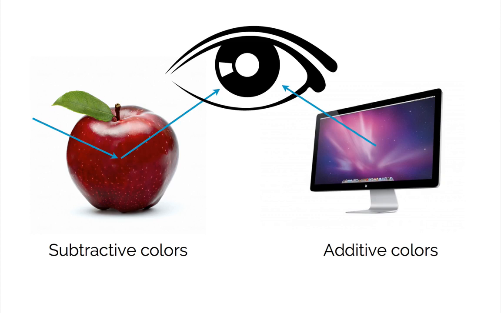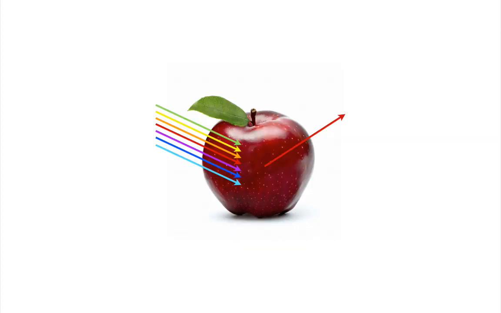And depending on the case, colors are formed differently. In the first case, with the fruit, we'll talk about subtractive colors. And in the second case, with the screen, we'll talk about additive colors. So let's start with subtractive colors.